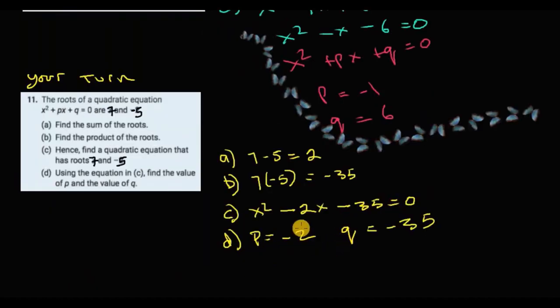Okay, there's the solution here. And we have, well, A, B, C, and D, and p is equal to negative 2, and q is equal to negative 35, because you just read it off these. There's a px, that's minus 2, and q is equal to minus 35.